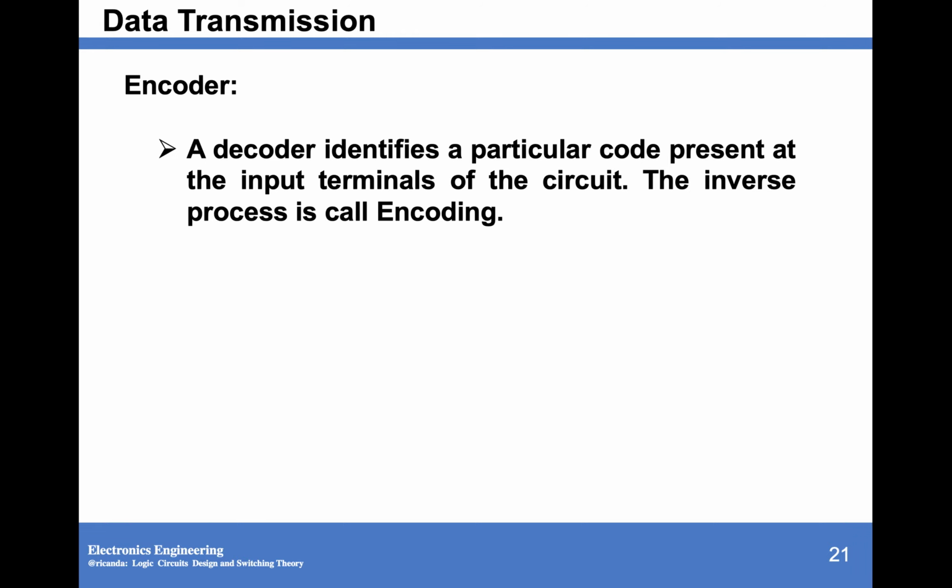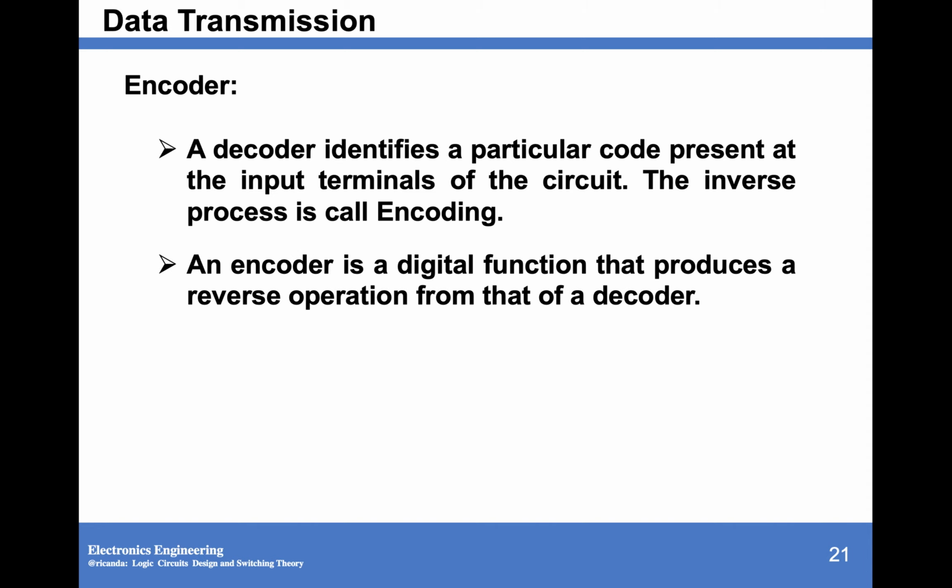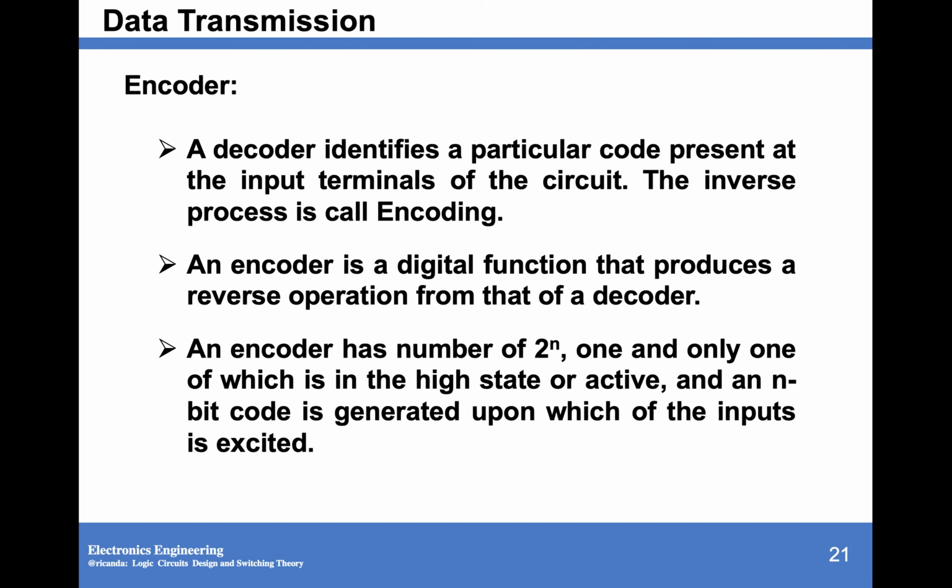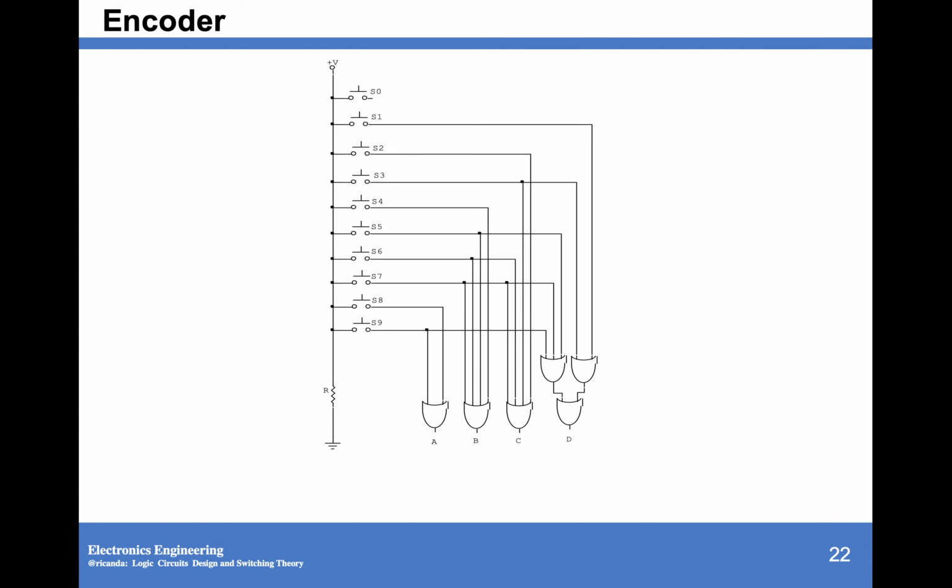For encoder, a decoder identifies a particular code present at the input terminals of the circuits. So the inverse of that is the process called encoding. So it is a digital function that produces a reverse operation from that of a decoder. So an encoder has a number of 2 to the n inputs, one and only one of which is in the high state or active, and an n-bit code is generated upon which of the inputs is excited. So this is an example of your encoder.